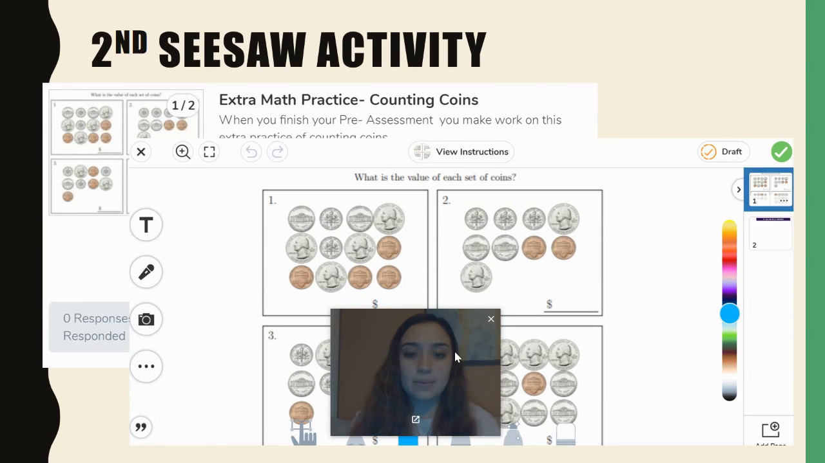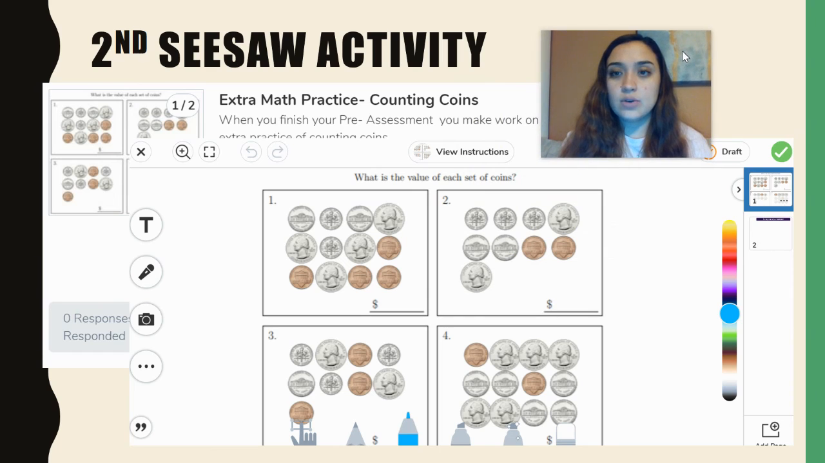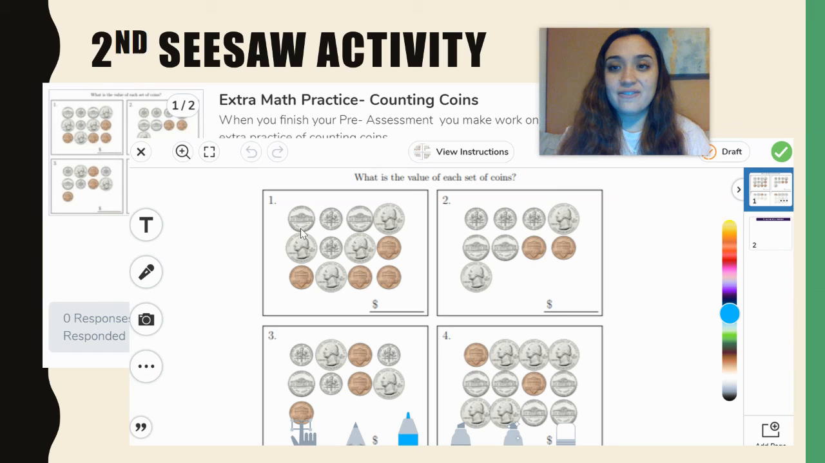When you open it up, this is going to be page 1. You have 4 sets of coins that you'll need to count. You'll use your draw tool and label each one. So you can draw over this one, right? This is a nickel, so we would put a 5 over it. This one's a dime, we would put a 10 over it, okay?